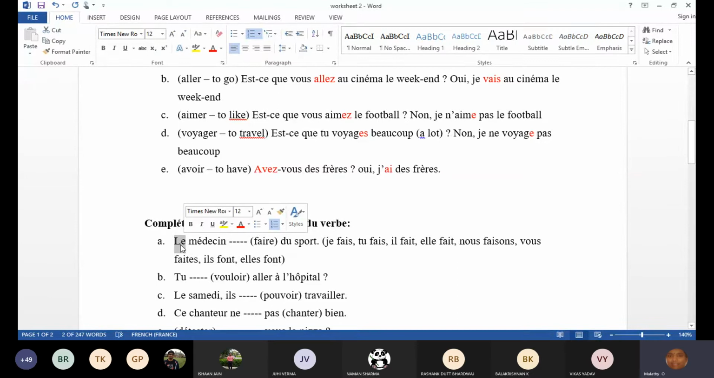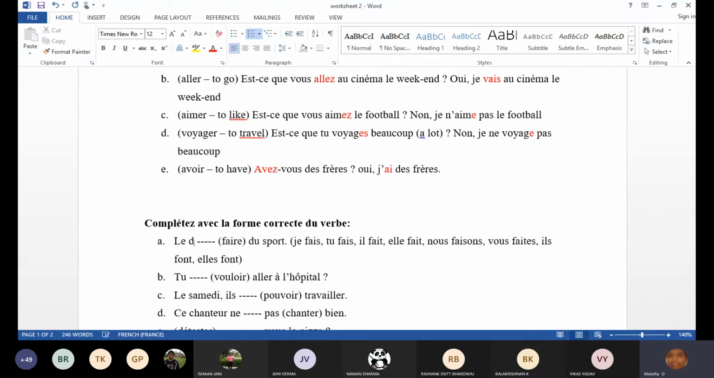I've already given you the hint when we did a similar exercise earlier. When you see the le there, obviously the suitable pronoun for le will be il. Le is the masculine form of the article and il is the masculine form here. So le médecin means the doctor. If you don't know médecin, I'll put the word doctor, which is similar to English. Le docteur. Both words mean the same, médecin and doctor.